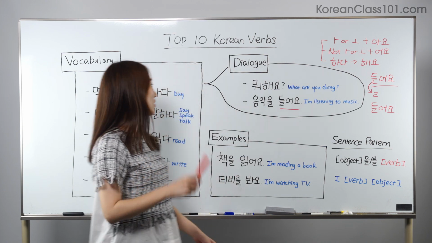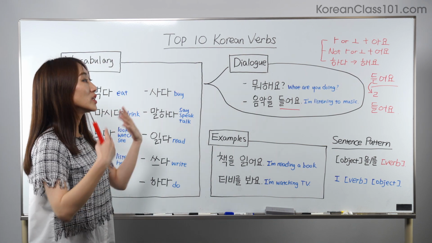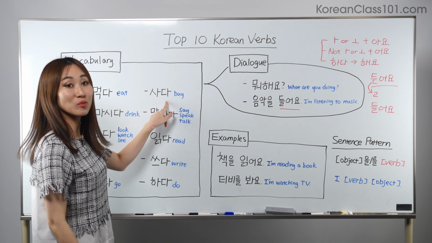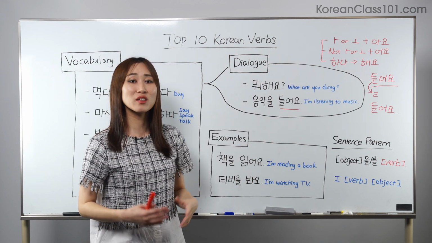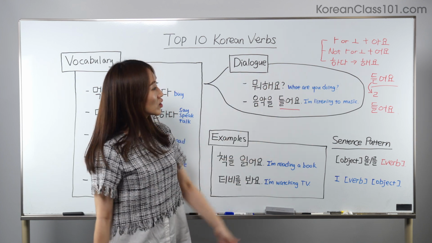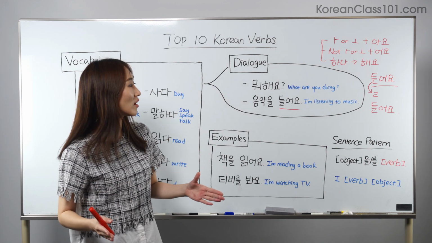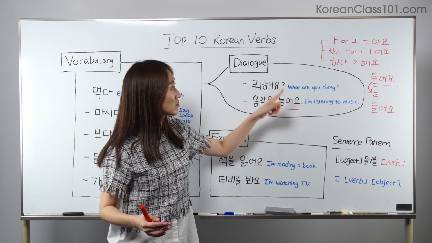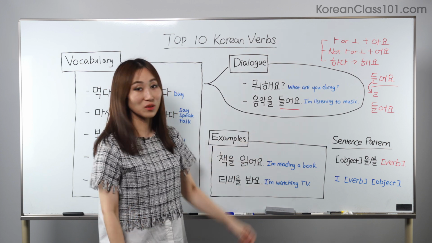So again, these are the verbs, and when we speak, we change the verb ending to something else. It can be this present tense or it can be past tense. We always change the verb ending. So here we are using the polite informal speaking form, 어요, 아요 form, and we use the verb listen.